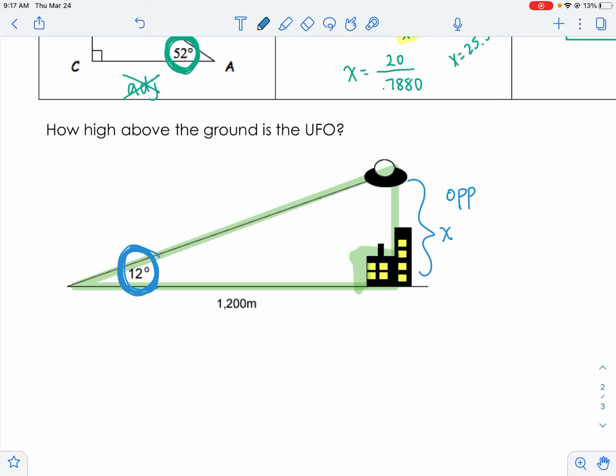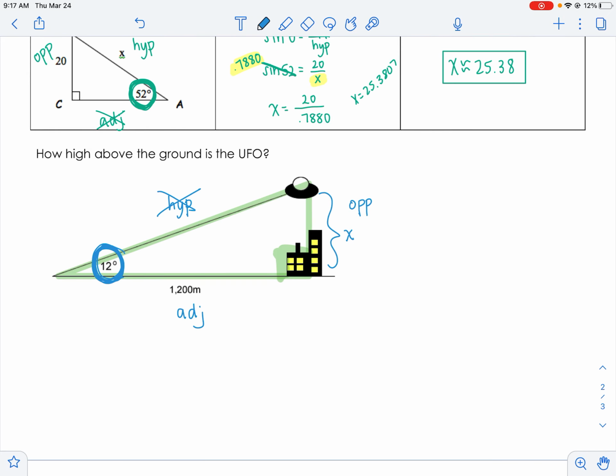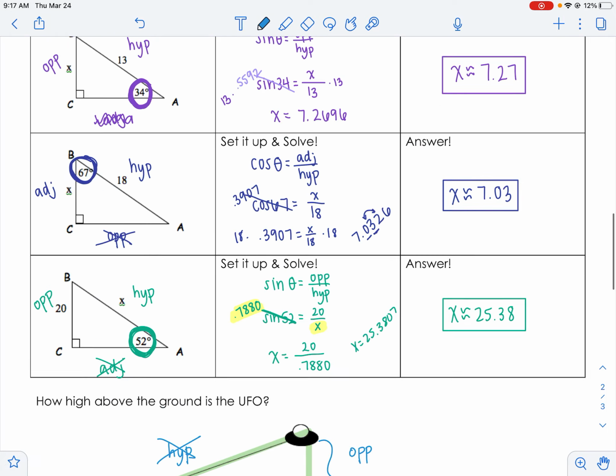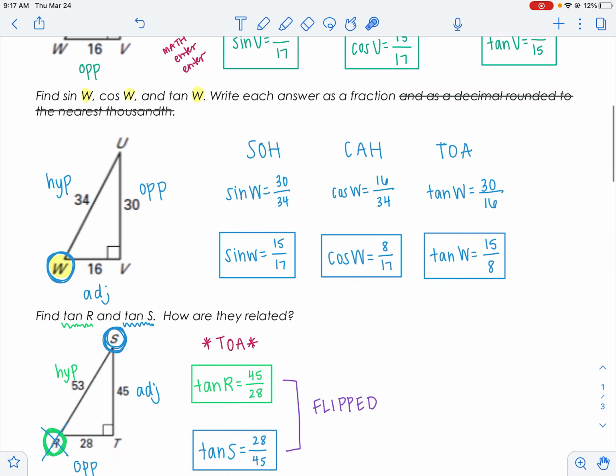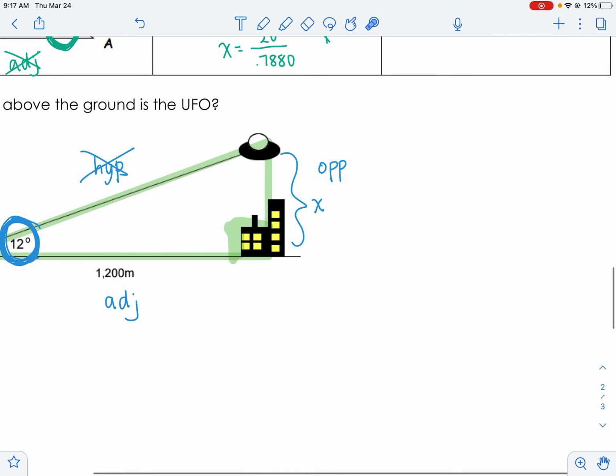I'm going to give you a minute to think about it. What would 1200 be? That would be adjacent. Now, there's nothing on the hypotenuse, which means I want to go look at which formula does not have hypotenuse in it. So if I go back and look, I don't want hypotenuse in it, so those are out. This is going to be tangent. So if I go down to this problem, tangent of theta is my formula. So tangent of theta equals opposite over adjacent.